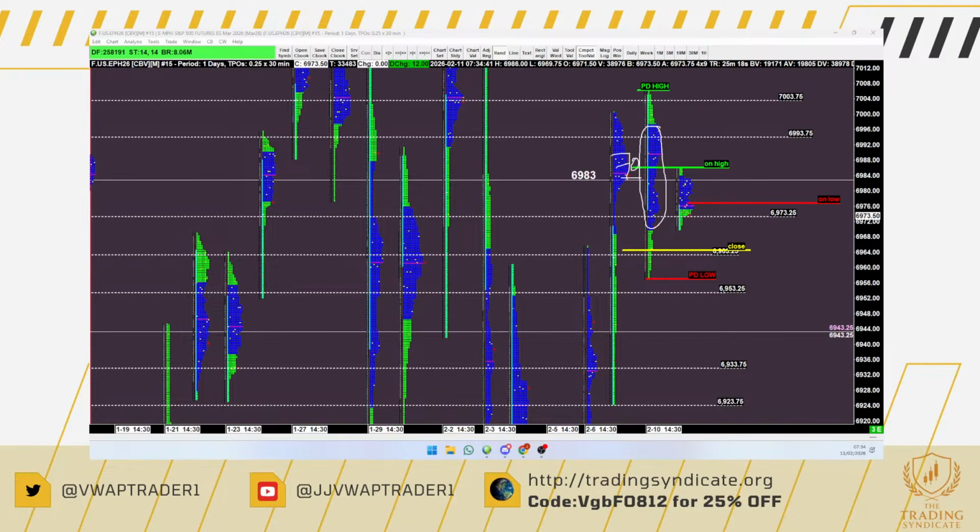So you'll notice something very interesting, that the overnight low and the close are right at the bottom of yesterday's cost basis, right? What does that tell you? Now, what is the practical information that that tells you?